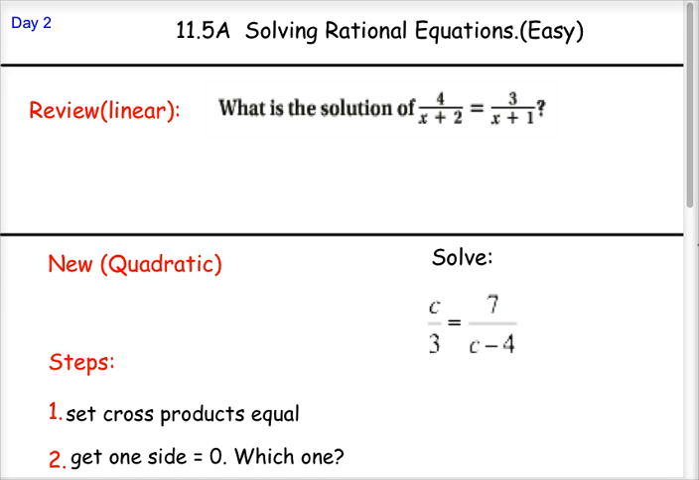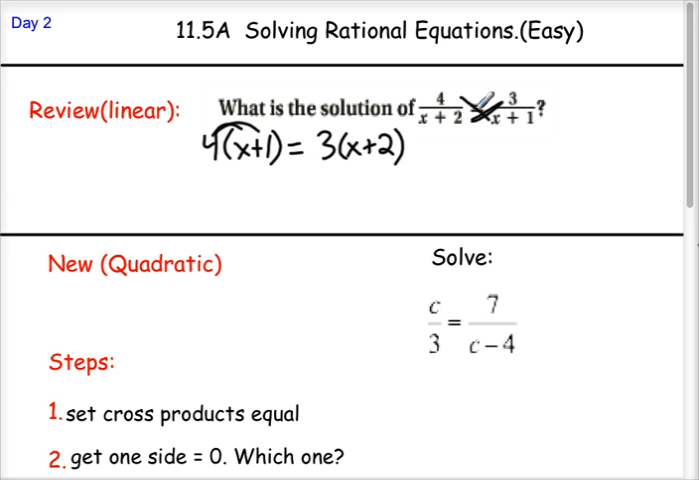Before we do so, let's take a really brief moment to recall what we're doing. What we're doing is using cross multiplication. So what I mean by that is here, realizing we can take the 4 times x plus 1, and that's going to equal when we take 3 times x plus 2.